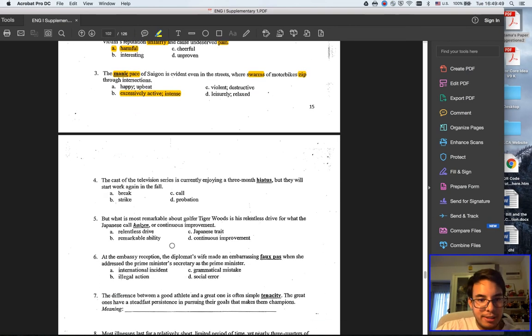Number 4. The cast of the television series is currently enjoying a 3-month hiatus, but they will start work again in the fall. So notice we have the but here. So a hiatus is the opposite of working. So is it call? No. Probation? No. Strike? It could be, but they're saying enjoying a 3-month hiatus. So really, a break would fit better here.